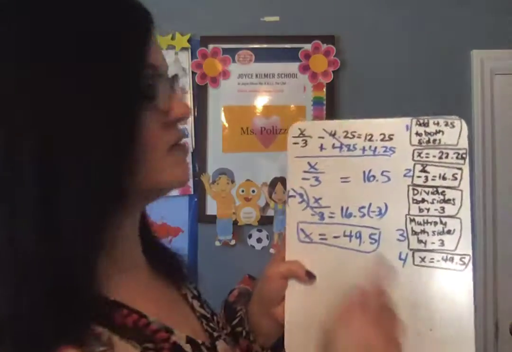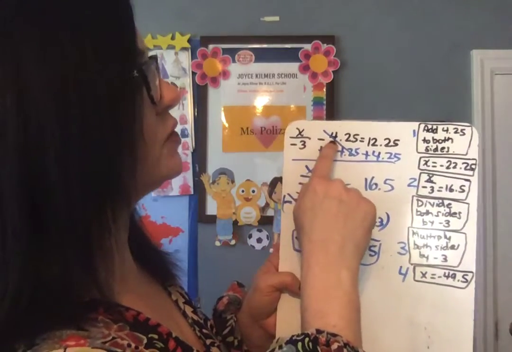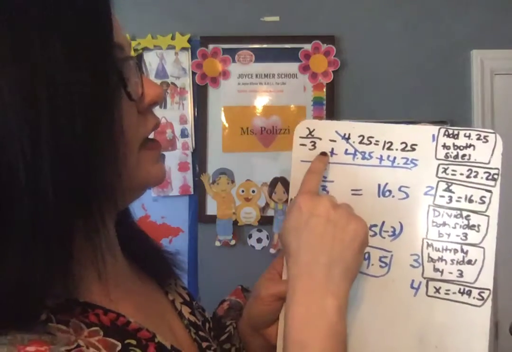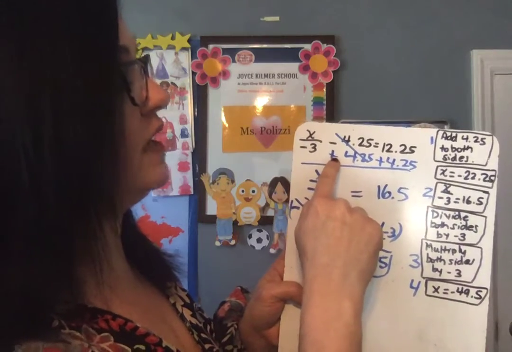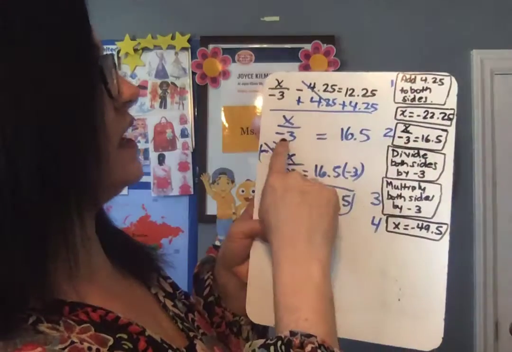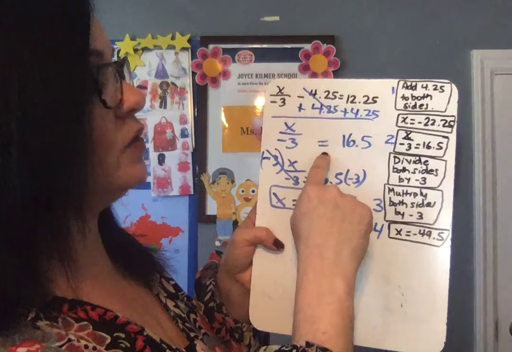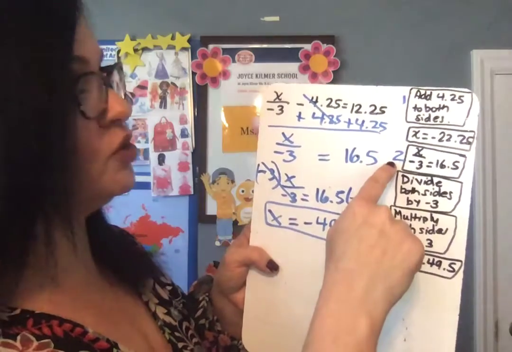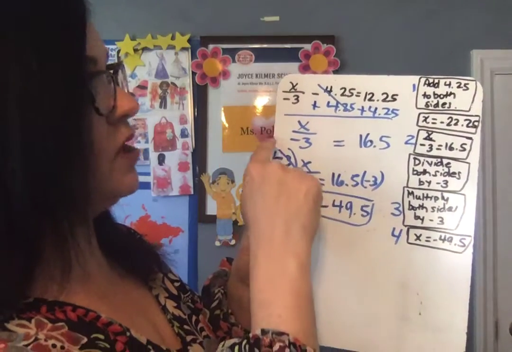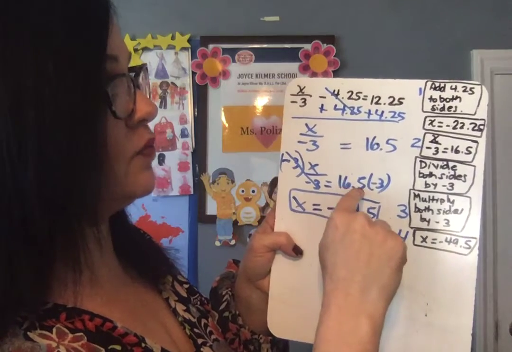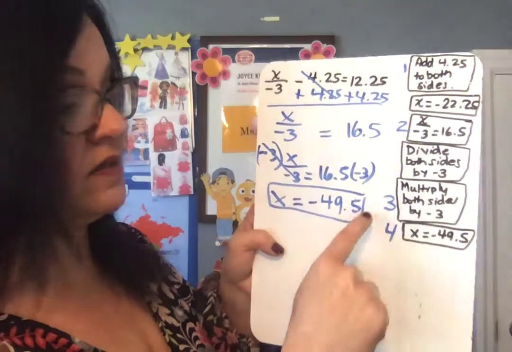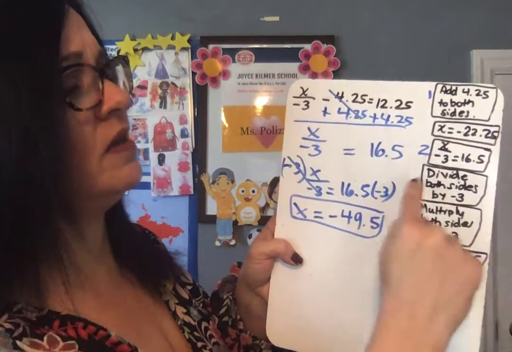So this problem here says x divided by negative 3 minus 4 and 25/100ths equals 12 and 25/100ths. Well, the first thing I would do is the opposite. X wants to be alone, so I will add 4.25 on both sides, which is this step number 1. And then I would get x over negative 3 equals 16 and 5/10, so that's step number 2. And then I would multiply negative 3 on both sides. Cross this out. X equals 16.5 times negative 3 is 49.5. So here are steps 3 and step 4. Okay, so these other steps here, they don't apply.